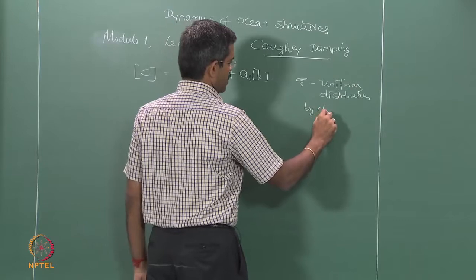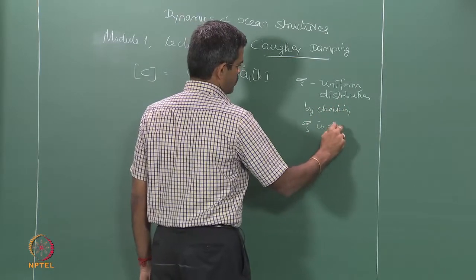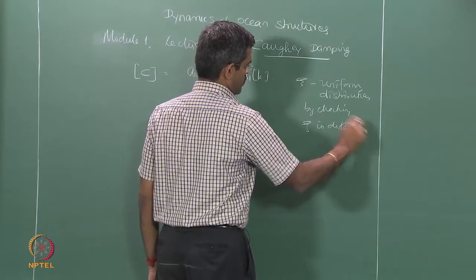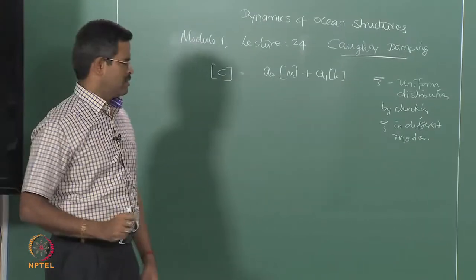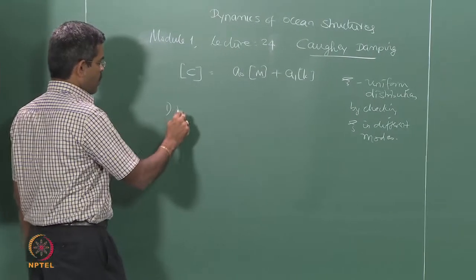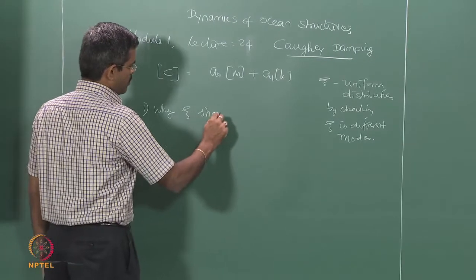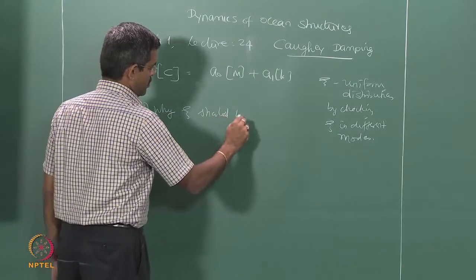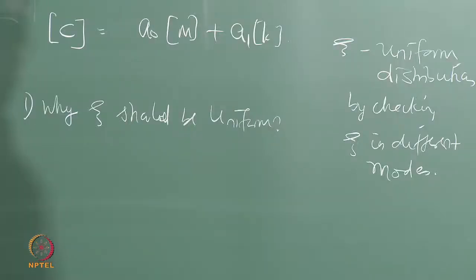We ensure this uniform distribution of damping by checking damping in different modes. So, there can be a couple of interesting questions on this. One, why damping should be uniform throughout the structure? Now, the answer is very simple.